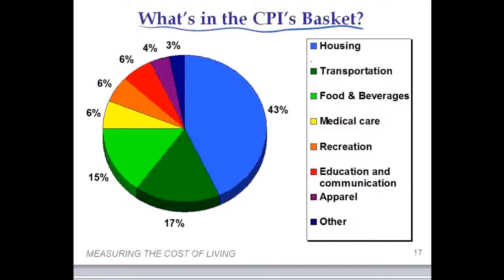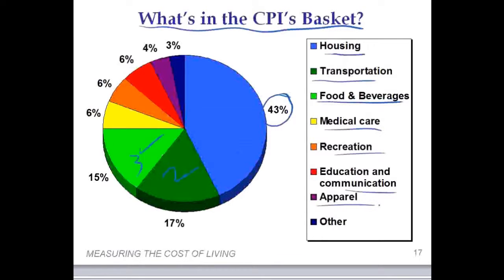What we will find in this basket is going to be mainly housing, which is around 43% of it. You are going to find food and beverage, which is a pretty significant portion of it, and transportation. You can note here that the three previous things are some of the most important things in the basket. Then some other things such as medical care, decoration, education and communication, and apparel.